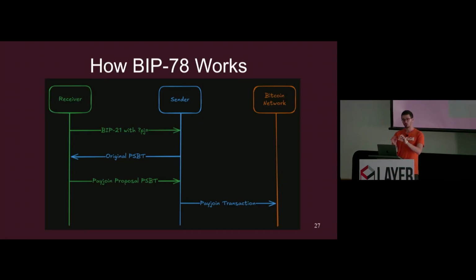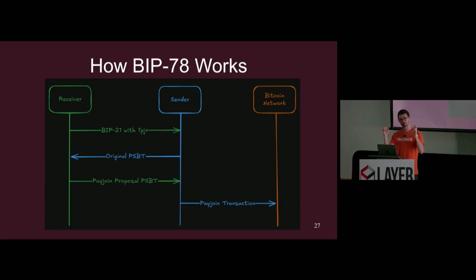So to go over the sequence diagram of how it works, the receiver starts by sending out of band this BIP21 string with the address and the Payjoin endpoint to pay to. The sender takes that and constructs what's called the original PSBT, which is just a normal transaction with all of the sender's inputs. Nothing special about that. The sender sends that over. The receiver takes that, adds their inputs, and sends that back to the sender.